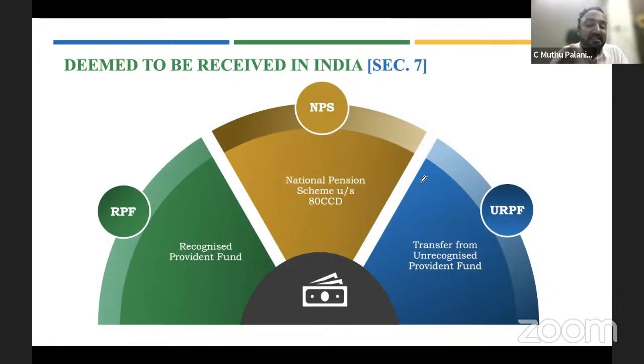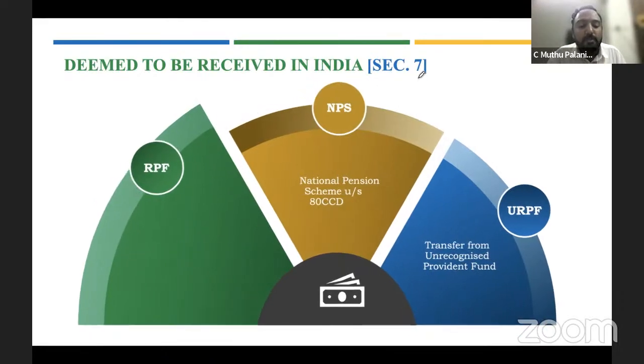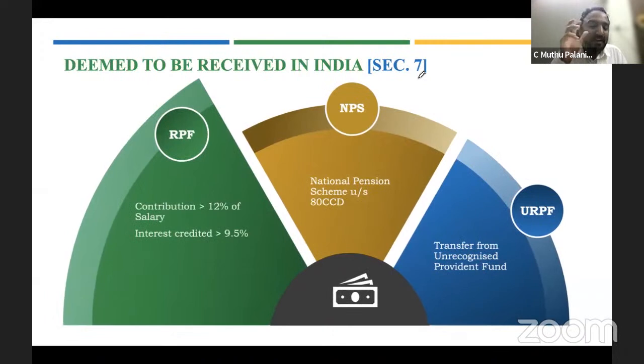But we said there are certain incomes that are deemed to be received in India, deemed to accrue or arise in India. So what is this deemed? I need to know which of the income will be called as deemed to be received in India. That is discussed in Section 7. Deemed to be received in India talks about recognized provident fund where the contribution is more than 12% or interest is more than 9.5%. So these two are taxable elements.